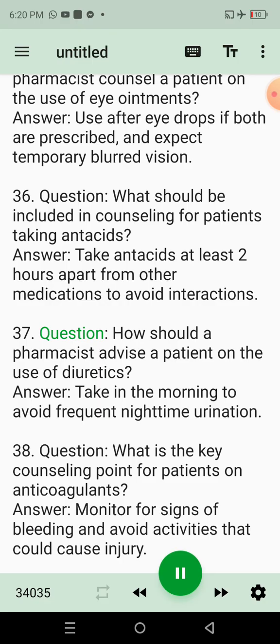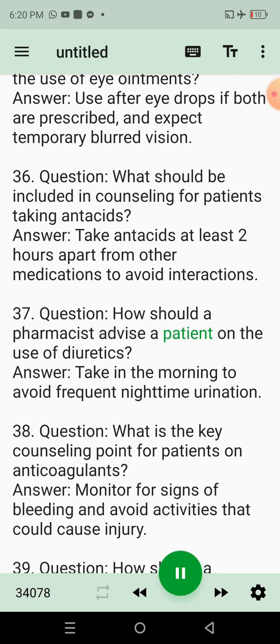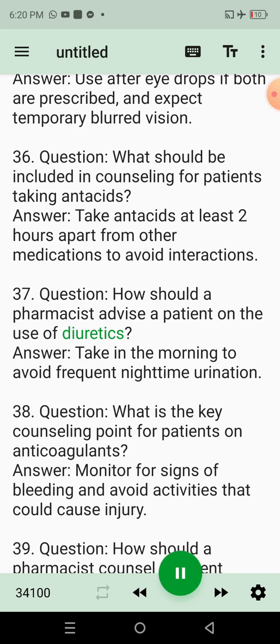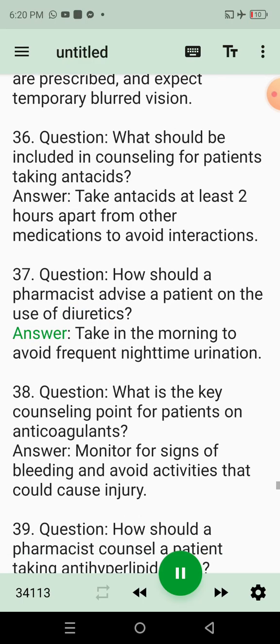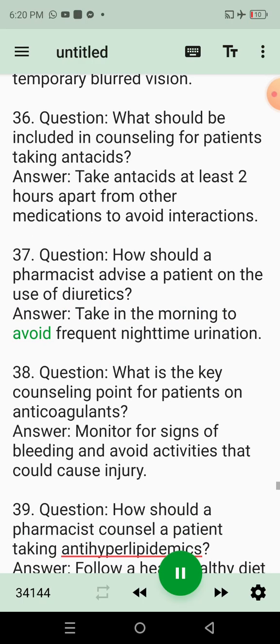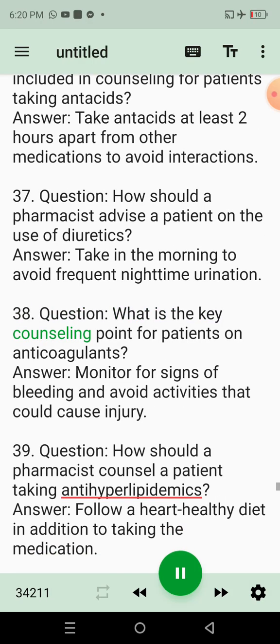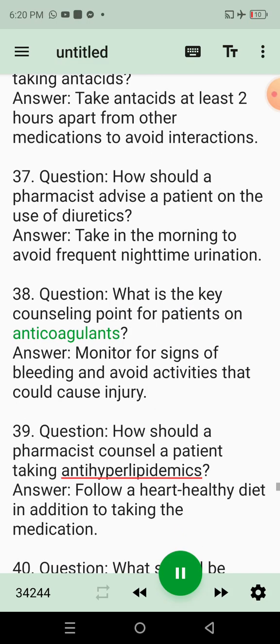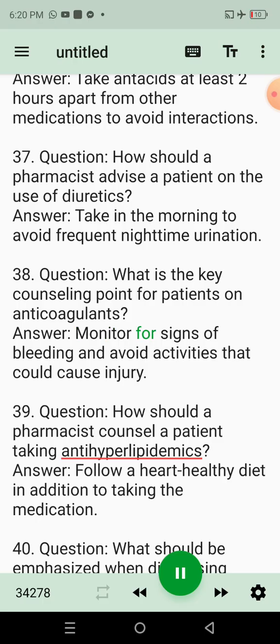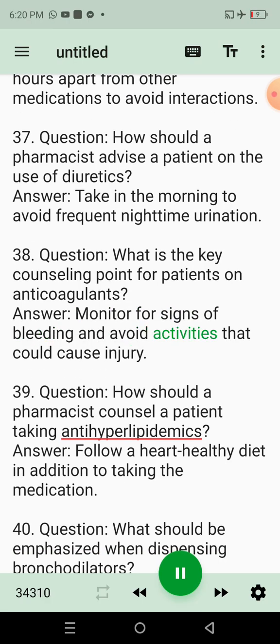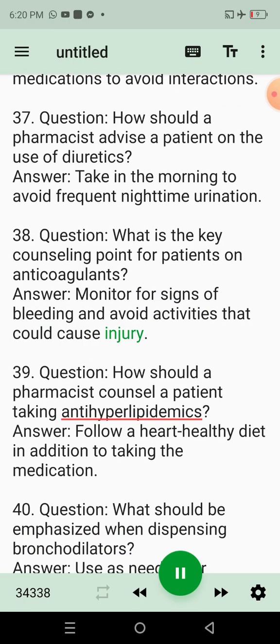37. Question: how should a pharmacist advise a patient on the use of diuretics? Answer: take in the morning to avoid frequent nighttime urination. 38. Question: what is the key counseling point for patients on anticoagulants? Answer: monitor for signs of bleeding and avoid activities that could cause injury.